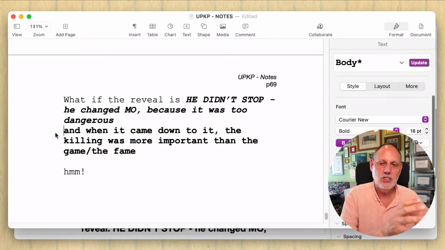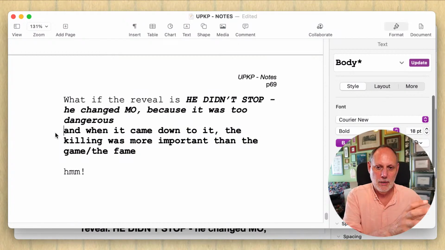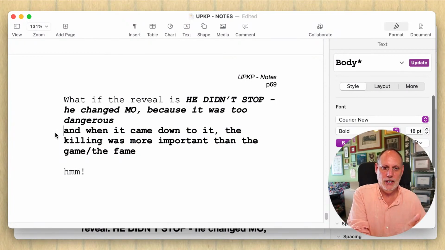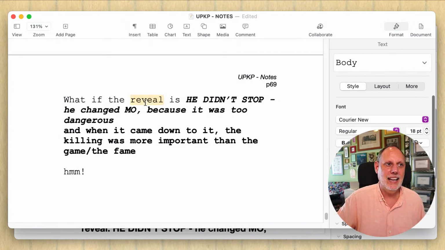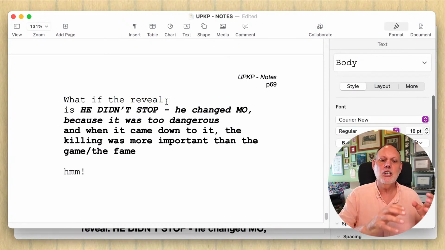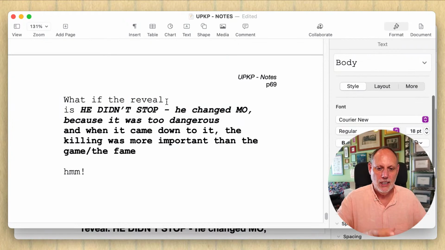The point is, at a certain moment in his killing career, he realized if he kept this up, he was going to get caught, and he did not want to get caught. The fame was not as important as getting to keep killing people. And I realized that is a reveal. That is going to be a wonderful moment somewhere late in the story.